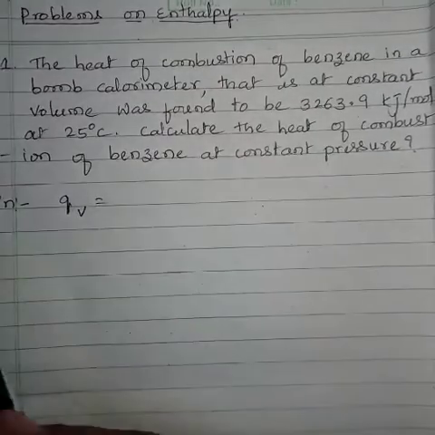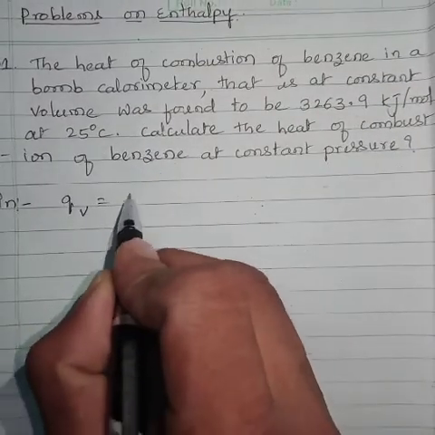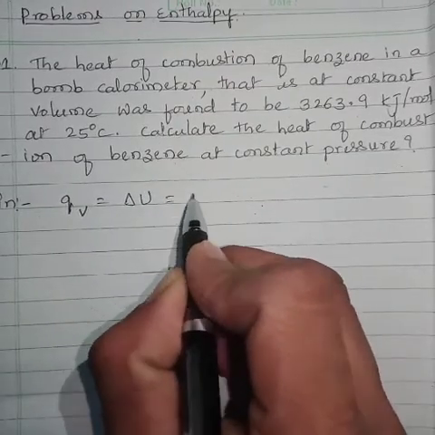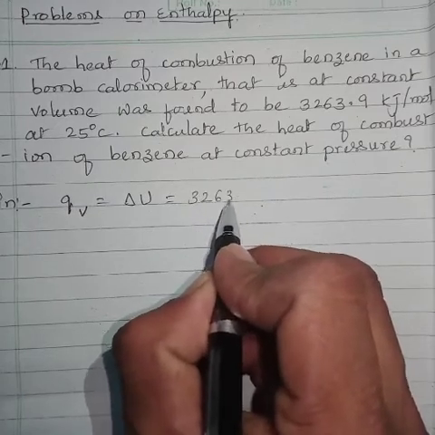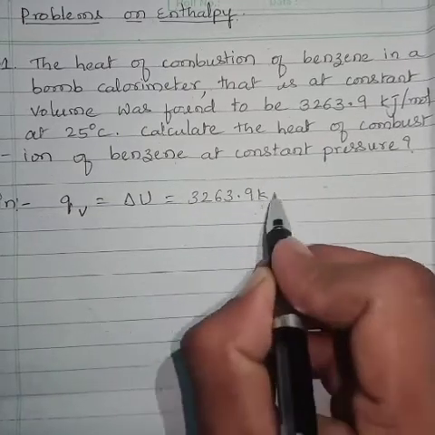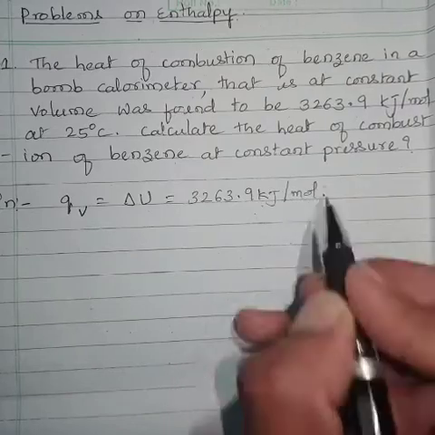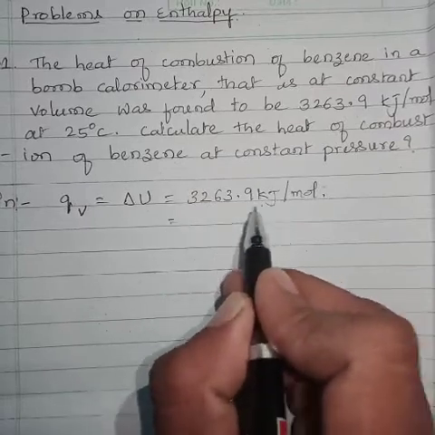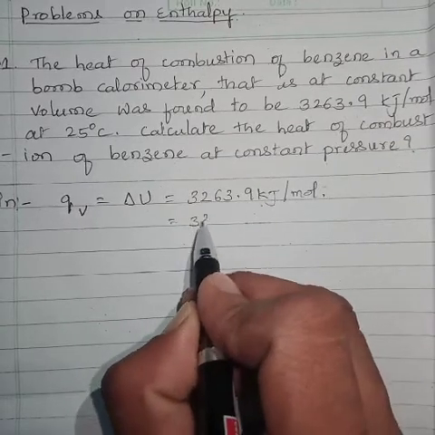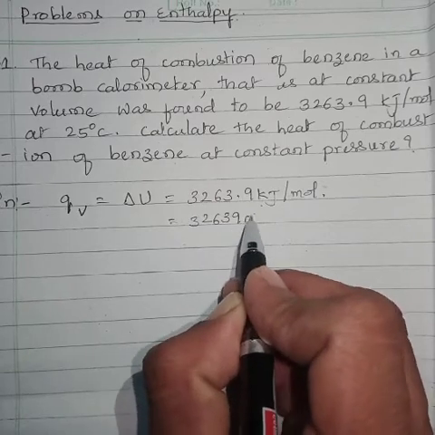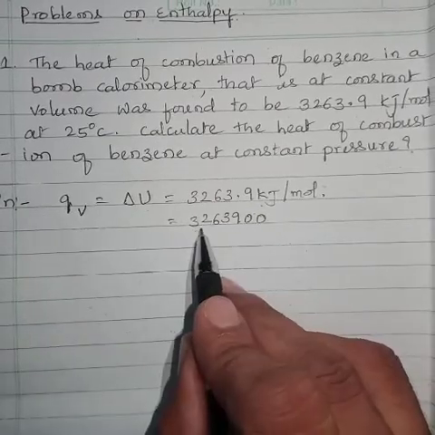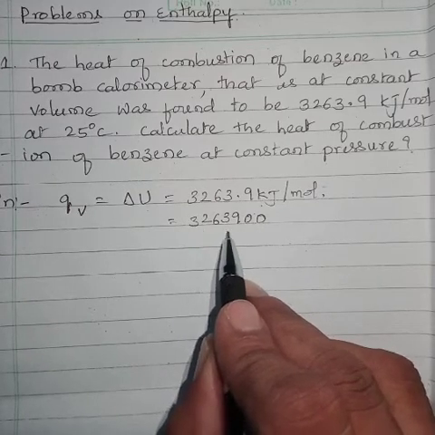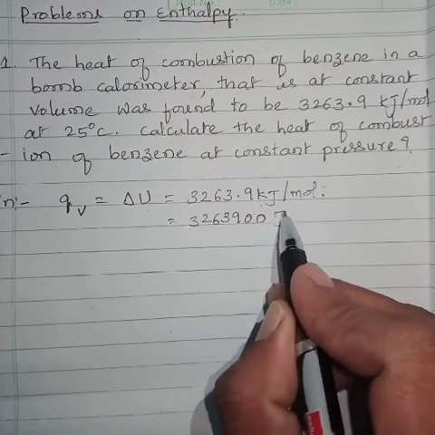the heat of combustion of benzene at constant volume, which is equal to the change in internal energy of the system, is 3263.9 kilojoules per mole. We can convert this kilojoules into joules just by multiplying this number by 1000: 32,63,900 joules per mole.